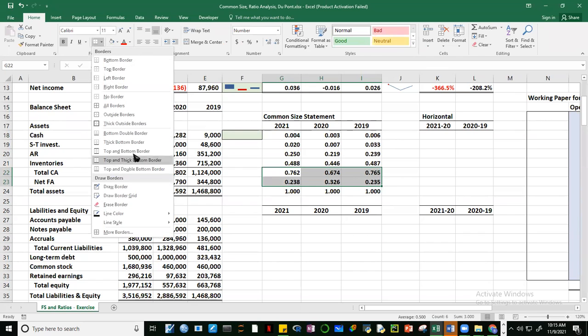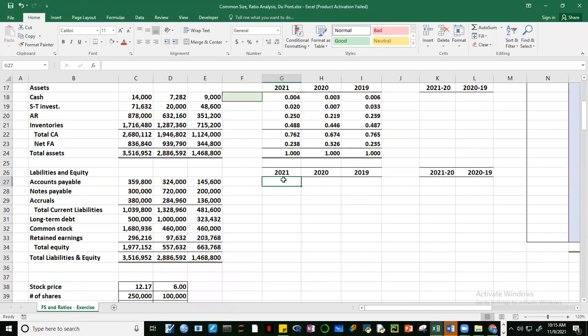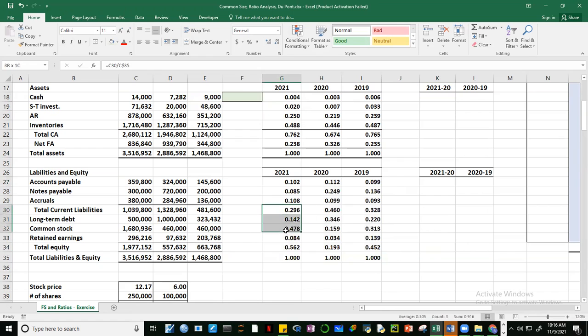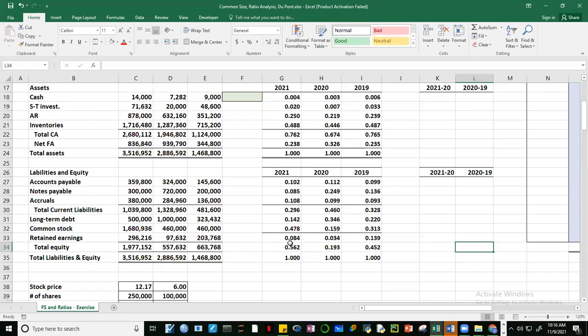Okay, format your common size statement to make it appear as if it's an income statement also. Okay, only that the figures are percentages, proportions with respect to, for the balance sheet with respect to the total assets. Same thing with the liabilities and equity. So your accounts divided by, can be total liabilities and equity or total assets. Anyway, they're the same. And again, fix the row, okay, and let's just make it three decimal places. Okay, so this one we're going to put borders here, top and bottom. Oops, wrong. Should be here.